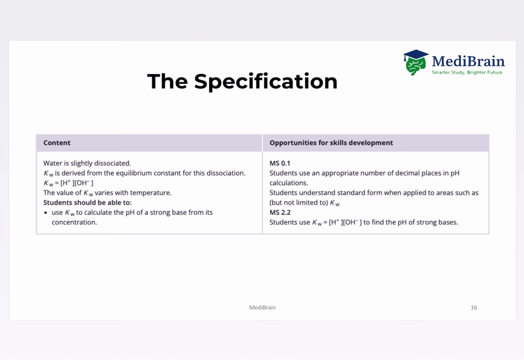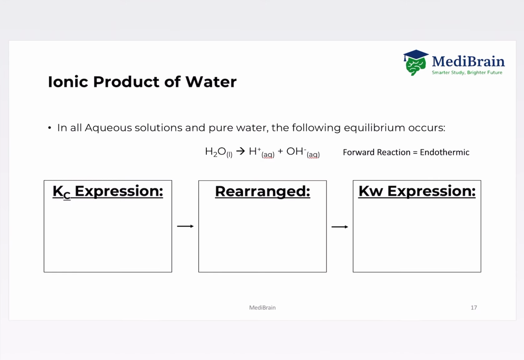So if we get started now, this is what the specification states. We will be covering all these spec points in this lesson. So if we start off by looking at the ionic product of water. In all aqueous solutions and pure water, the following equilibrium occurs.